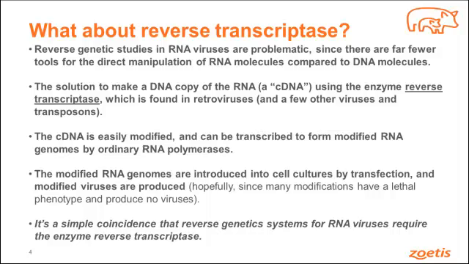The modified RNA genomes are then introduced into a cell using transfection techniques. And what you get coming out is a modified virus that has your mutation in it, and you can assess the phenotype. Hopefully that's what happens, but often the result is a lethal mutation where you don't have any infectious virus coming out, and that tells you something about your mutation. So it's just a coincidence of words that reverse genetics for RNA viruses requires the enzyme reverse transcriptase.